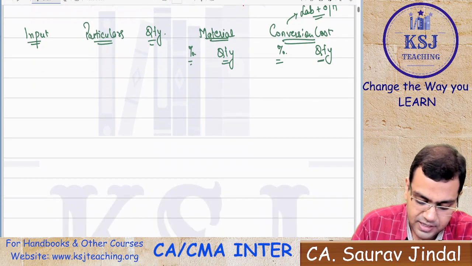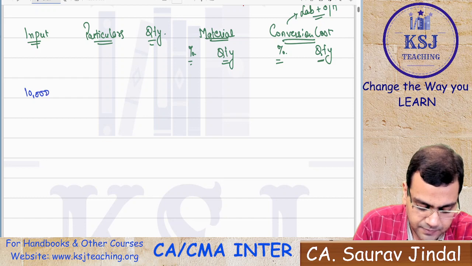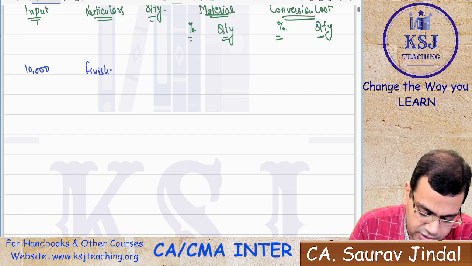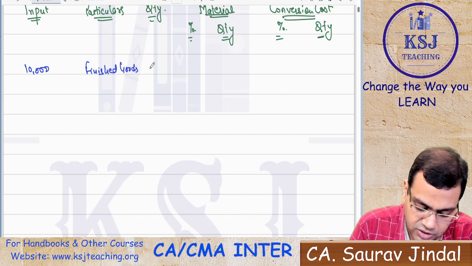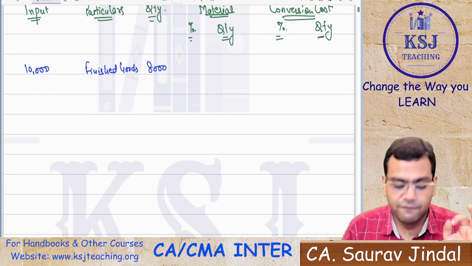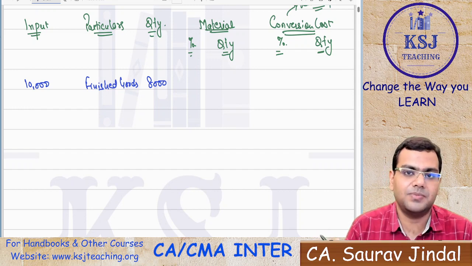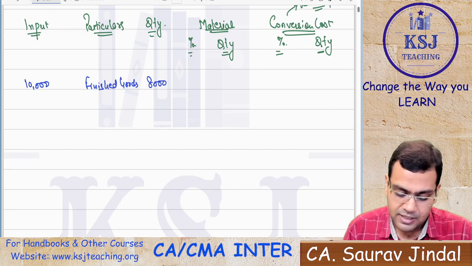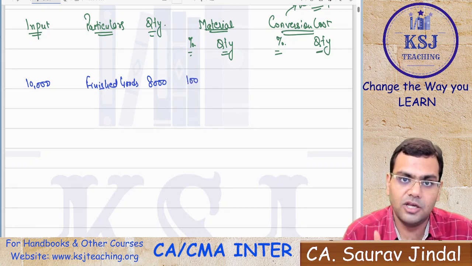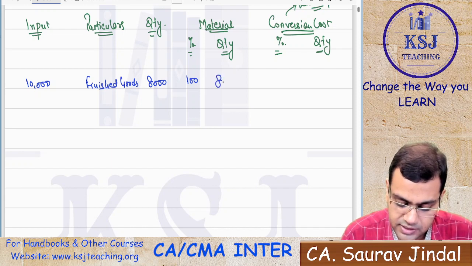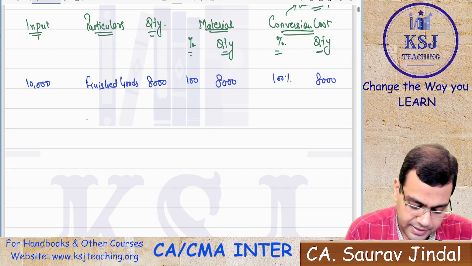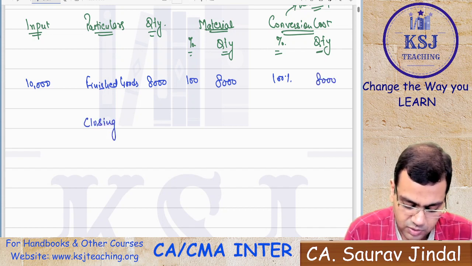Now let's say you have input 10,000 units. You have converted into finished goods 8,000 units. That means on these 8,000 units, the full quantity of the material and conversion cost has been incurred. Everything is incurred. That is why it is a finished good. So here the degree of completion will be 100%. And what is the quantity? 8,000. The remaining is your closing WIP.